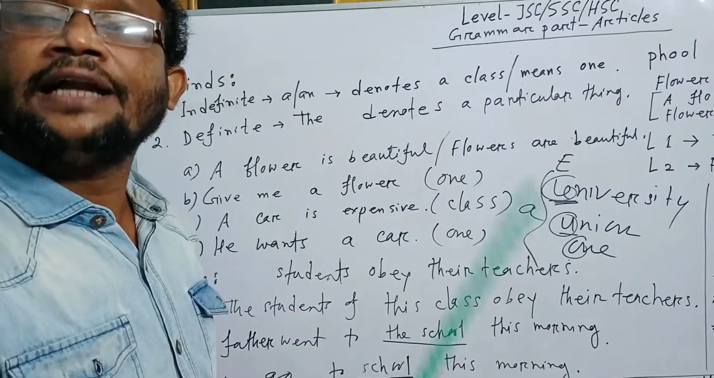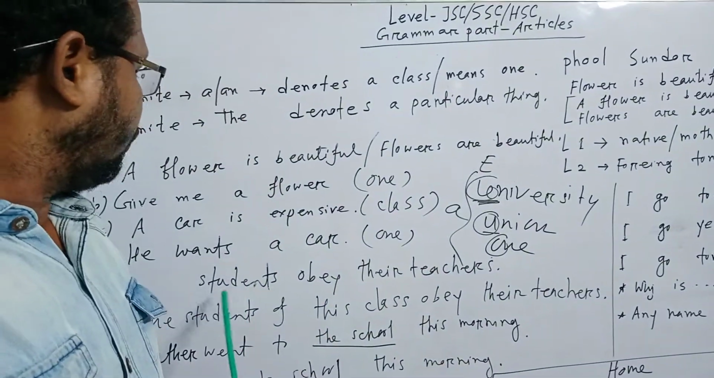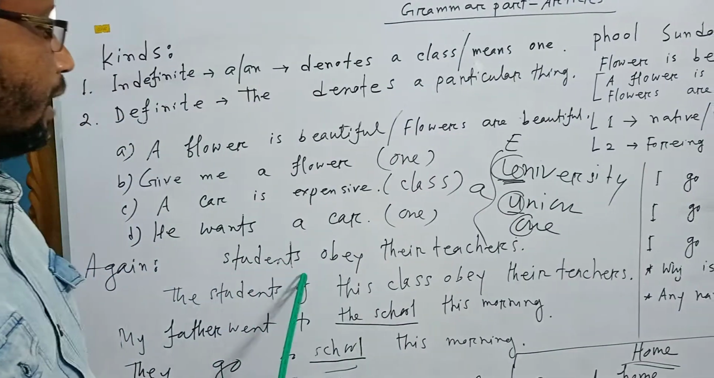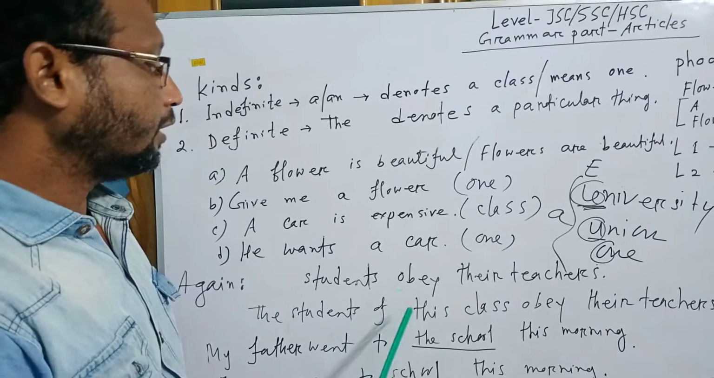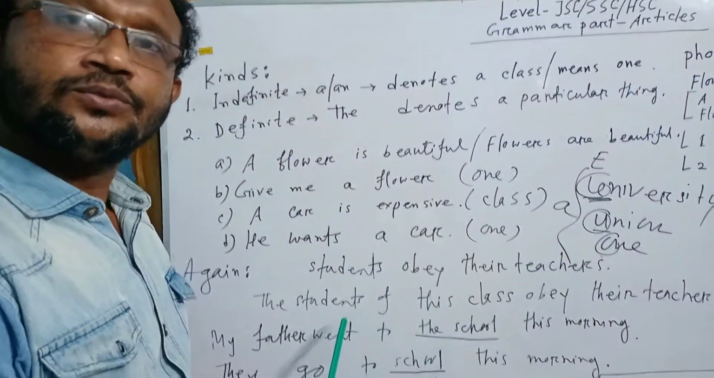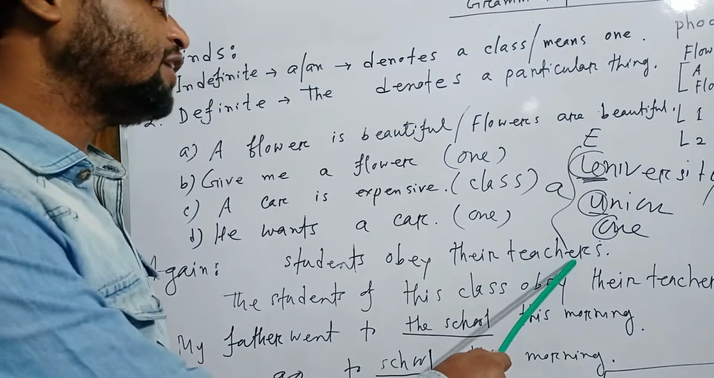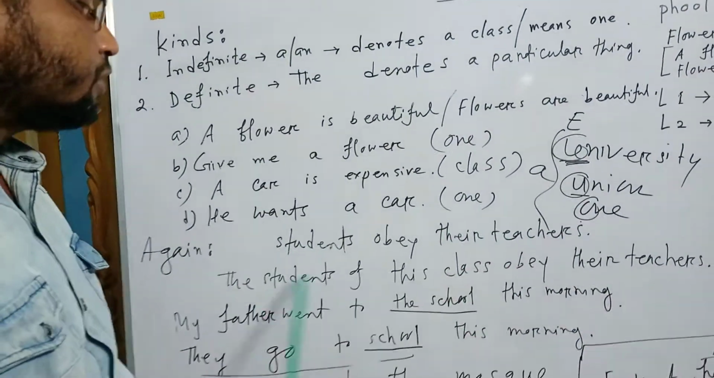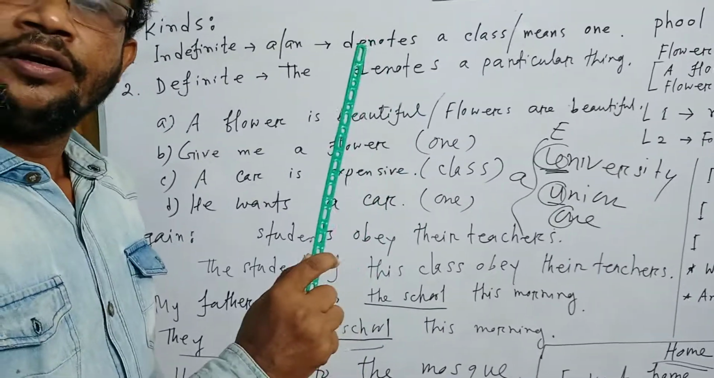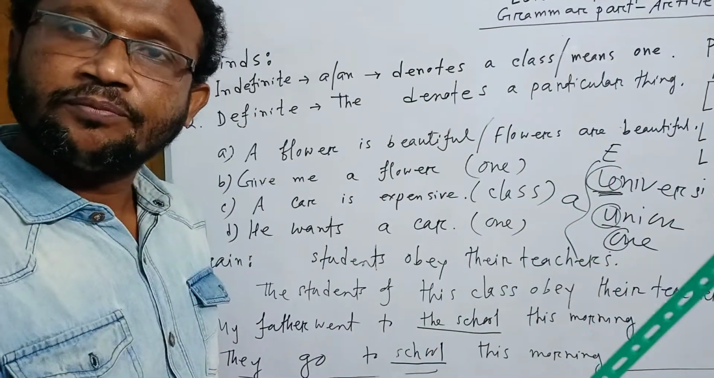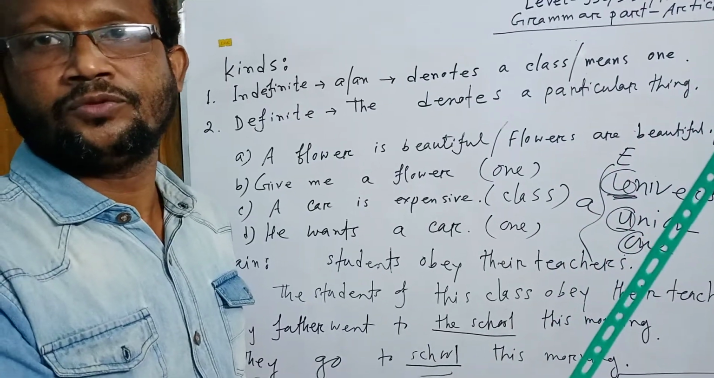when plural nouns refer to a group within the class, we have to use the. Students obey their teachers. The students of this class obey their teachers. Cars are expensive. The cars of America are expensive.